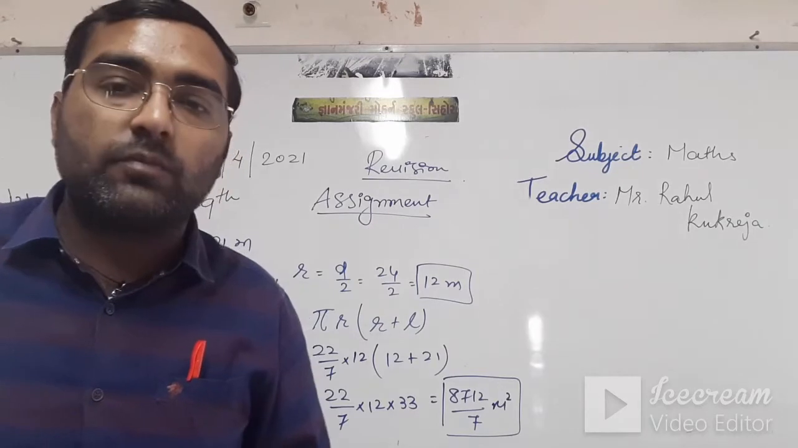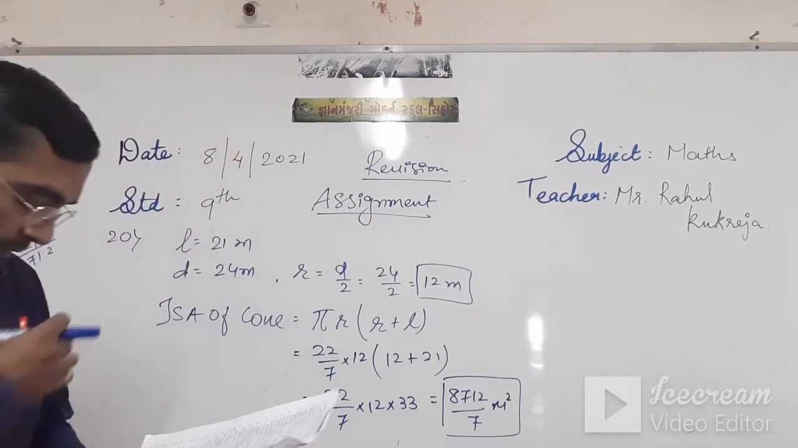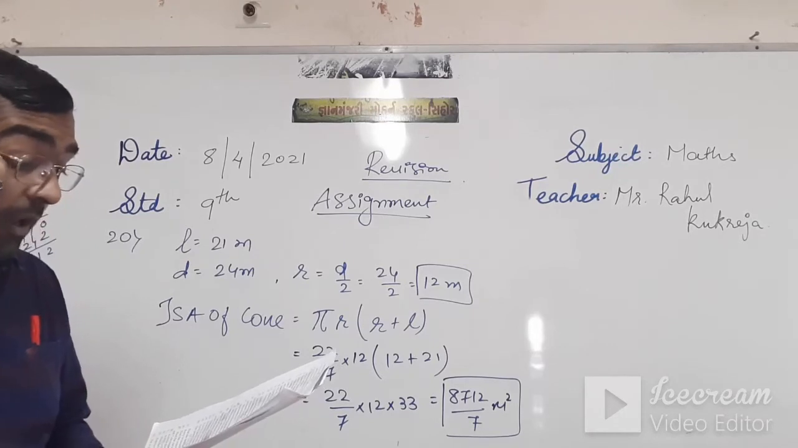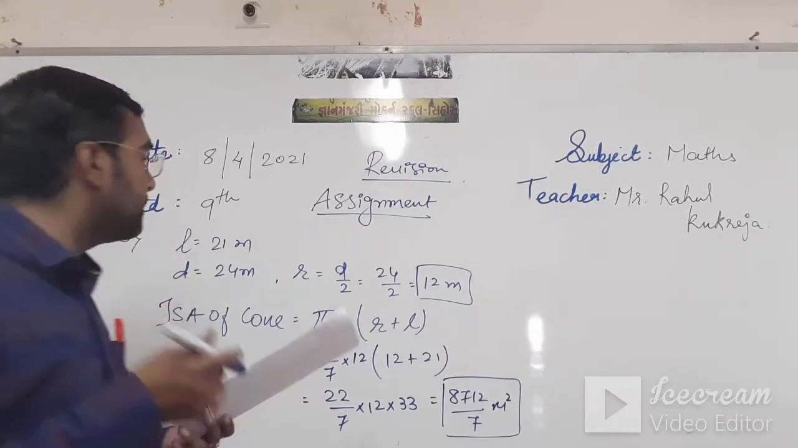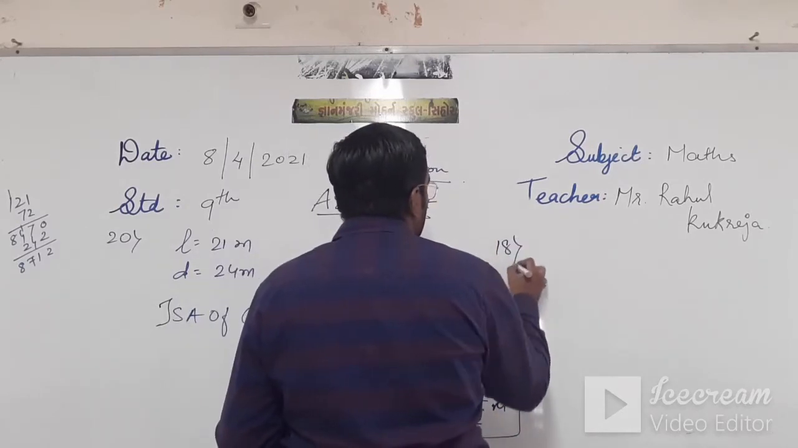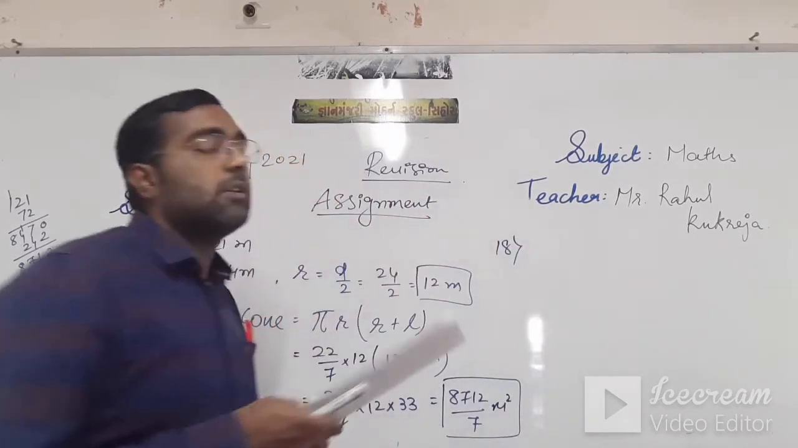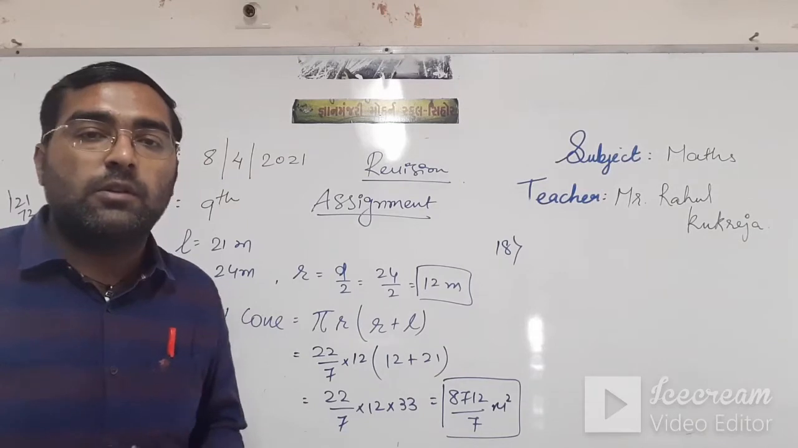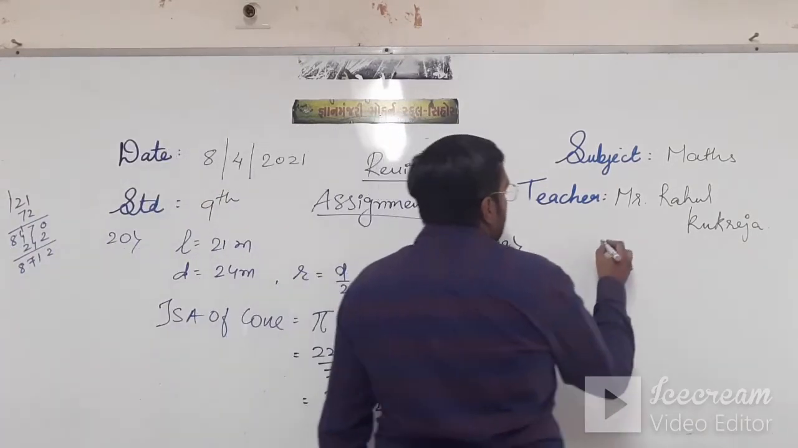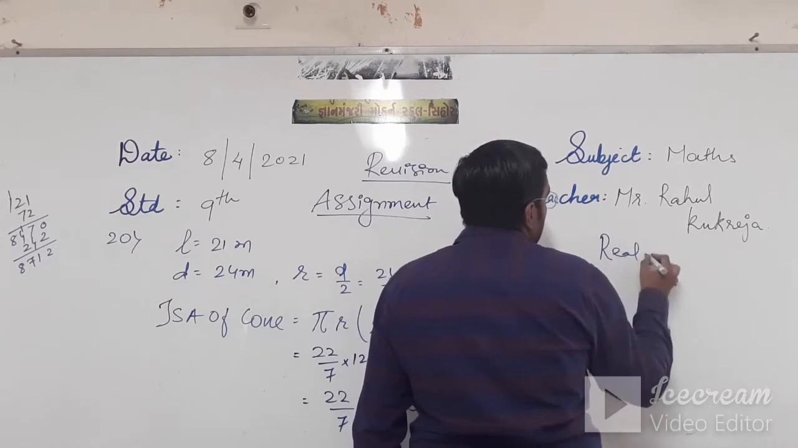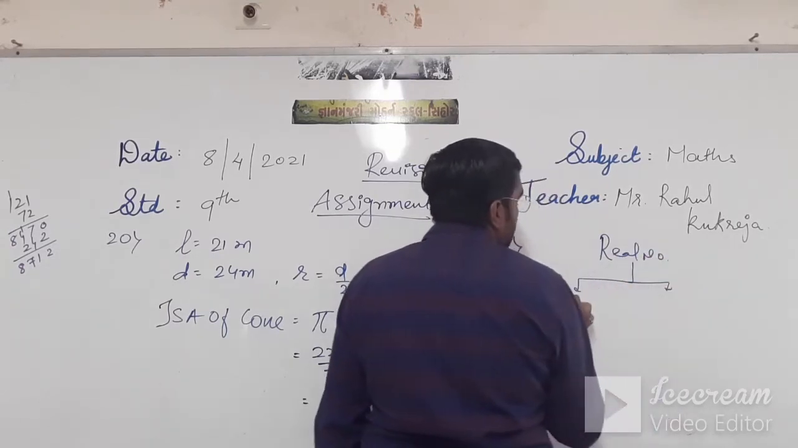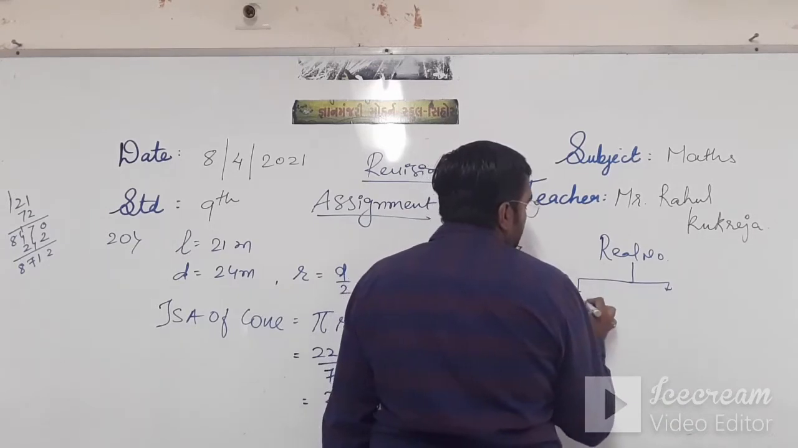So now we are moving on to question number 18. Every rational number is an integer, true or false? First of all, there are real numbers in the number system. There are two types of real numbers, rational and irrational.